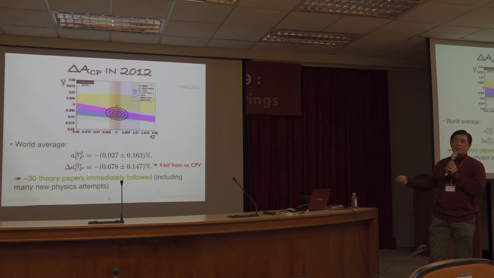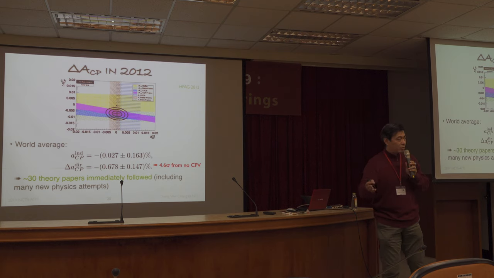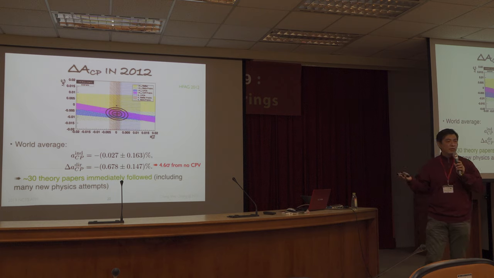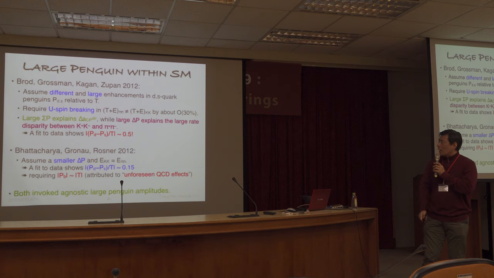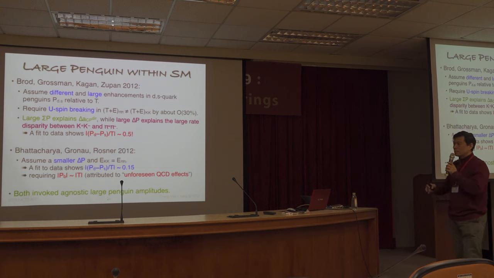And immediately after that, about 30 theory papers appeared, and some of them invoked new physics to explain why the CP symmetry difference is so large. And there are also other papers that tried to evaluate the predictions within the Standard Model, including my paper with Haiyang. So let me just mention two explanations within the Standard Model, because later on we know that the CP asymmetry difference becomes smaller.